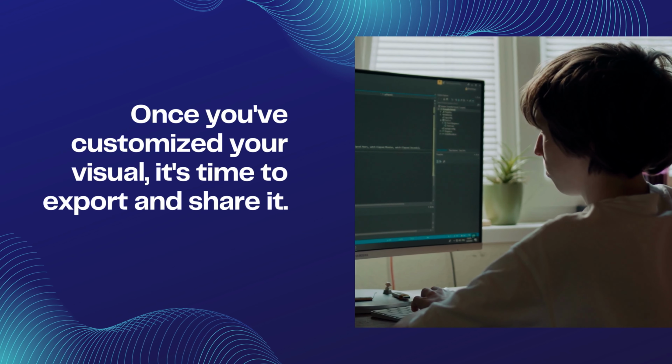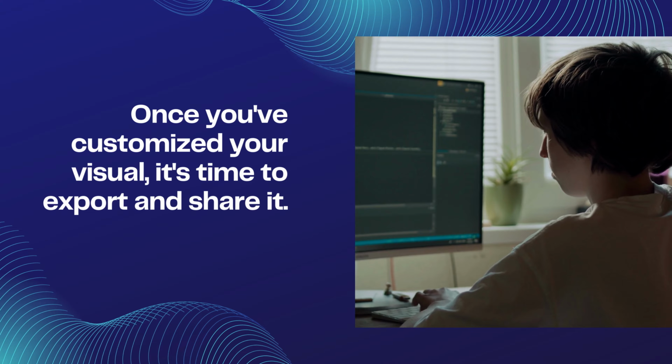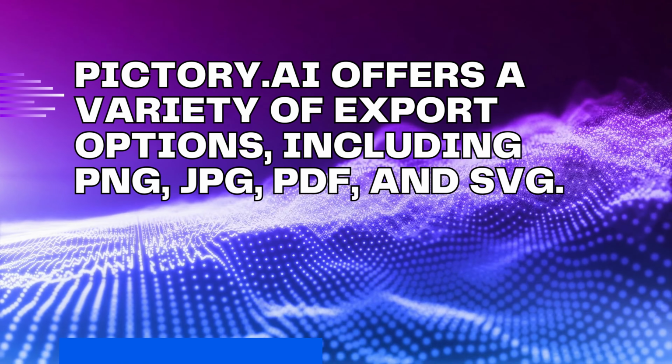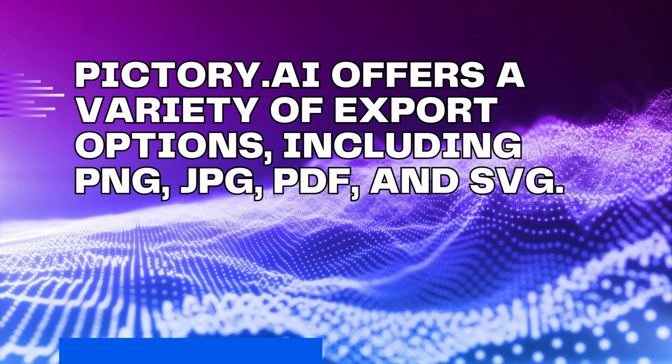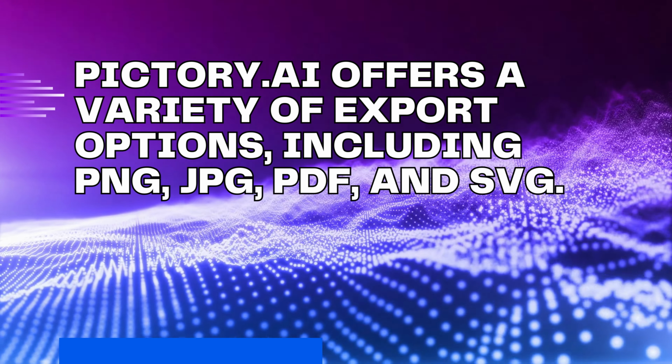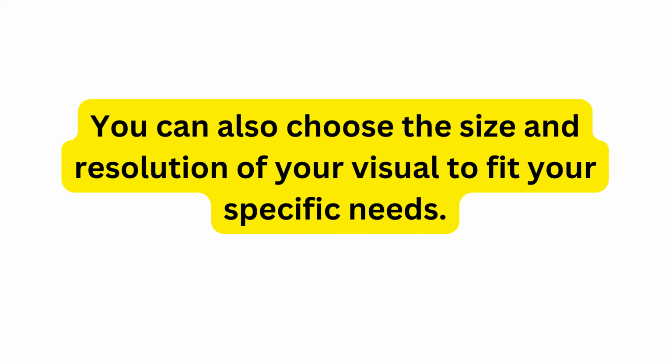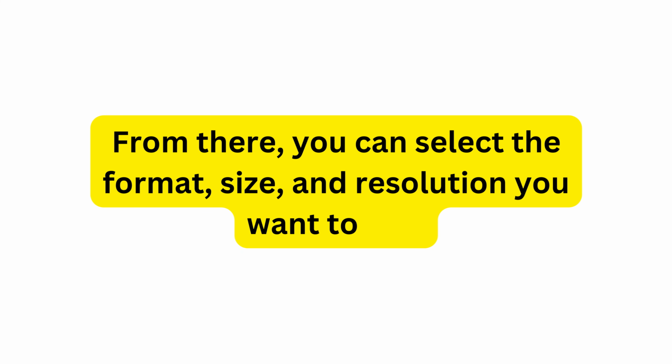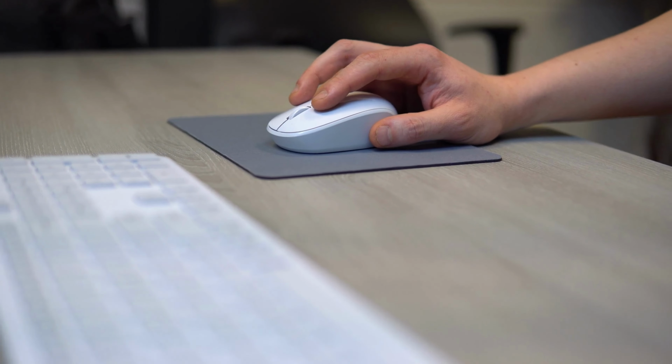Once you've customized your visual, it's time to export and share it. Pictory.ai offers a variety of export options, including PNG, JPG, PDF, and SVG. You can also choose the size and resolution of your visual to fit your specific needs. To export your visual, click on the Export button in the top right-hand corner of the screen. From there, you can select the format, size, and resolution you want to use. Once you've made your selections, click on the Export button to download your visual.